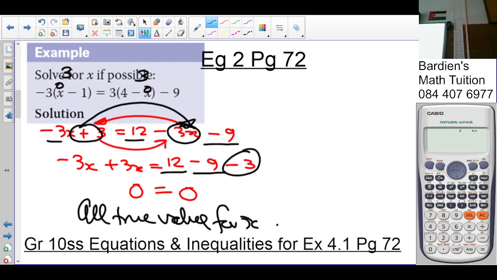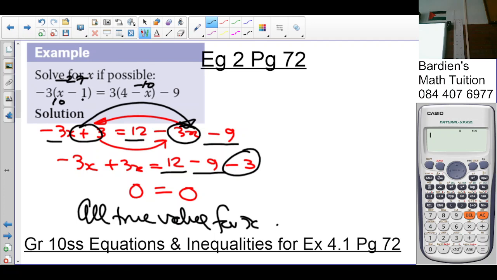Okay, choose another number. Give me another number for x. 10. Nice. So 10 minus 1 is 9. Times negative 3. Negative 27. Then 4 minus 10 is negative 6.